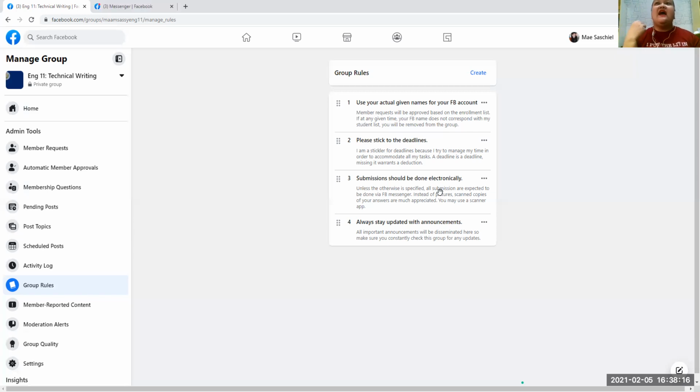So again, if you still want to submit hard copies, that's okay. I'm more than willing to accept that because that can be used as proof for accreditation. However, to make my life easier, because if your submissions are electronic, I can check them wherever I am. I can check them when I'm at work, when I'm at home, when I'm somewhere else, because I don't need to be bringing around those heavy pieces of paper that you have submitted. So again, submissions should be done electronically.